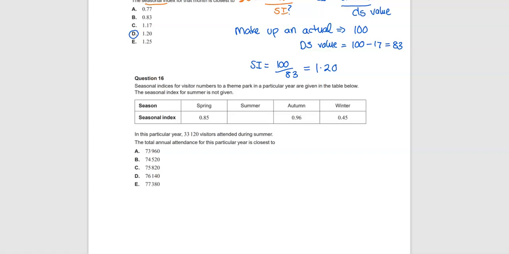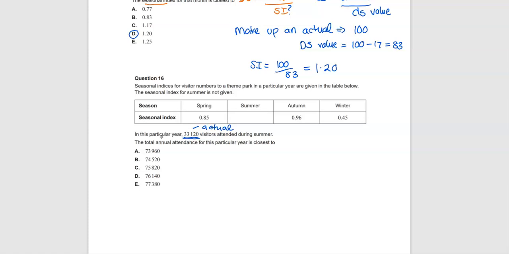Okay, so question 16. The seasonal indices for visitor numbers in the theme park in a particular year were given in the table below. In this particular year, 33,120 were during summer. When they give a number like that, this is an actual. Sometimes it's better to write what that is, just so you know.